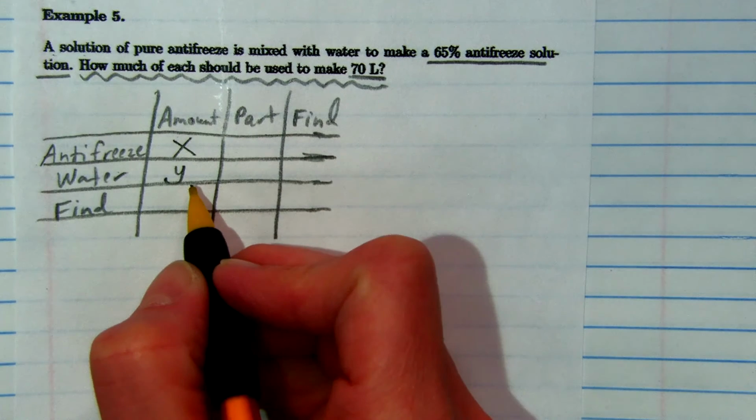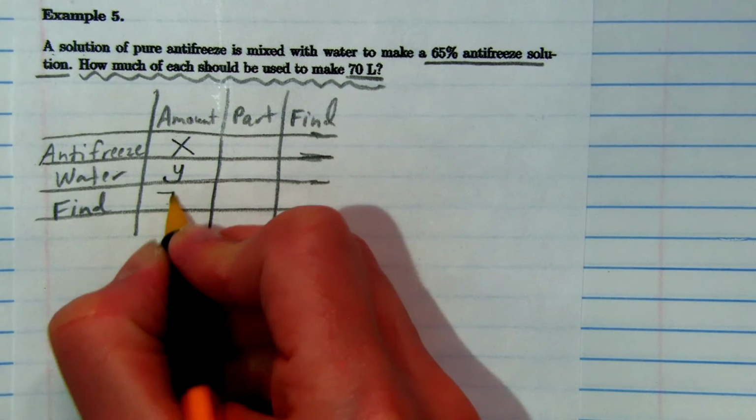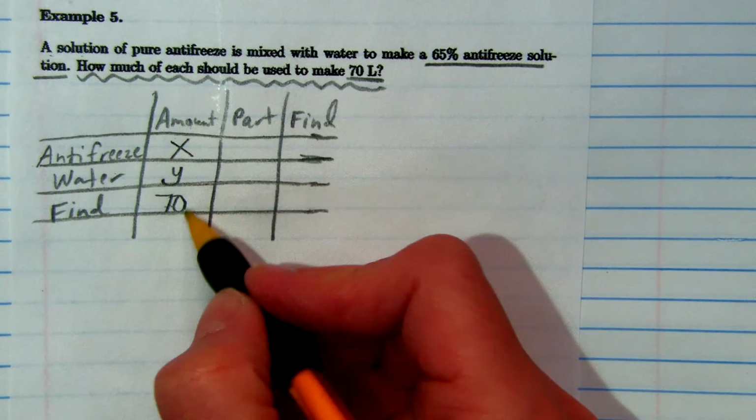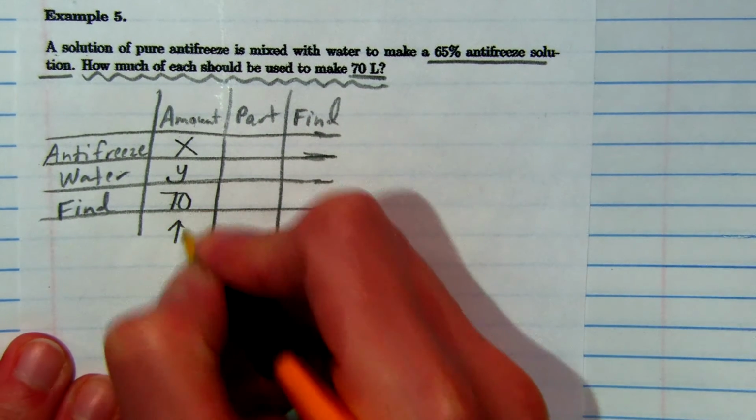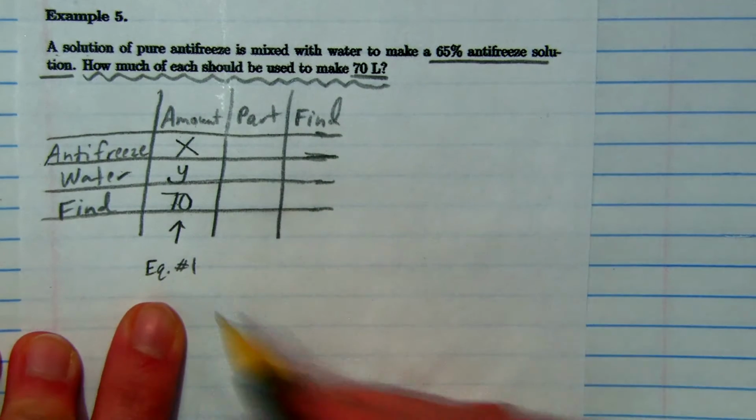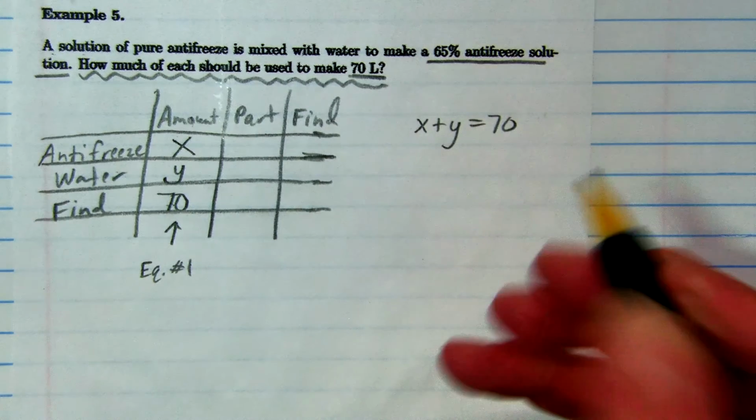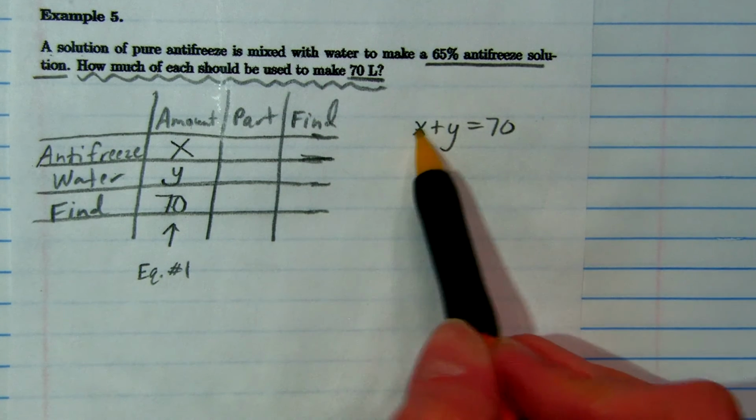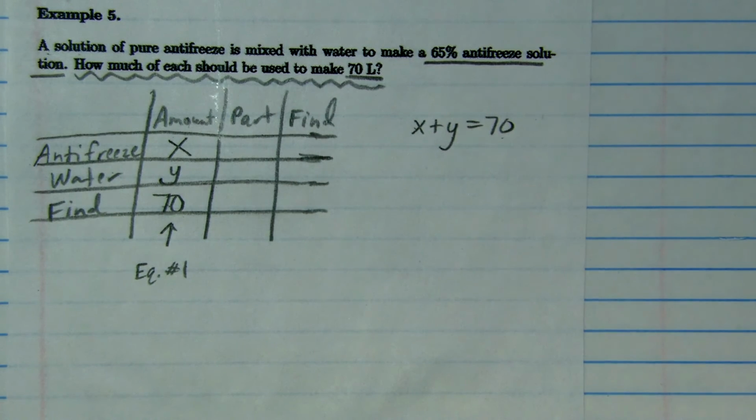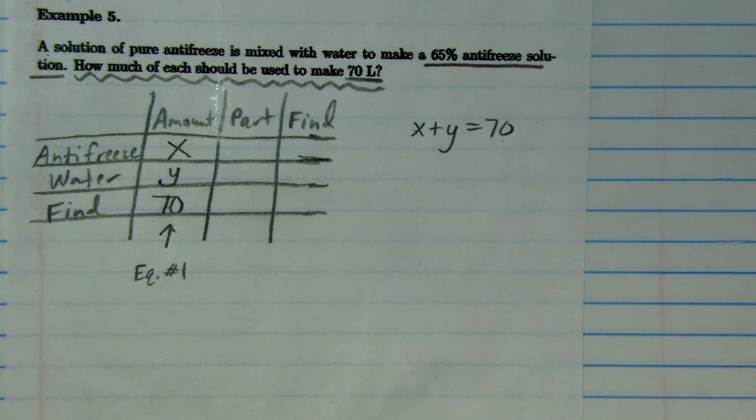All right, but we do know how much total we're going to make. What goes right here? How much total? 70. We're going to make 70 liters. And so this is the amounts. This first column is where we're going to get our first equation, equation number 1. So if you wanted to write x plus y equals 70 over here, basically it's just the antifreeze plus the water is going to add up to 70 liters. We don't know how much of each we're going to put in there, but it's going to add up to 70.